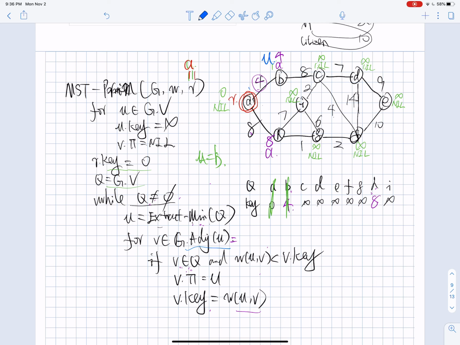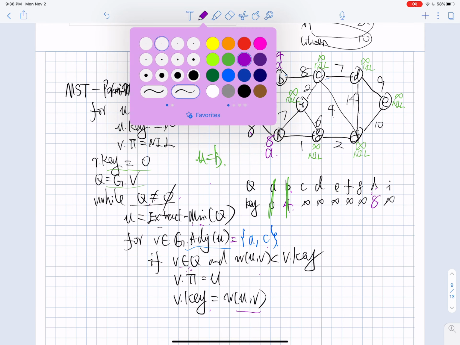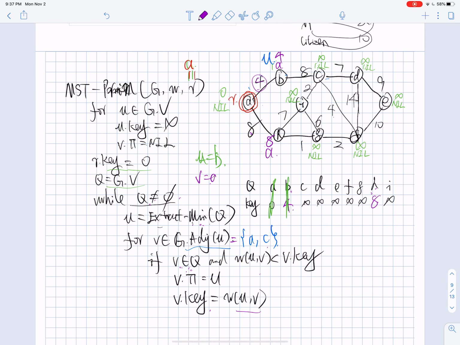Next, for each V that is adjacent to U. So the neighbors of U include A and C. So this node has two neighbors, A and C, okay? So let's first start with V equal to A. So if A is inside the queue, so no, A is already out of the queue. So this is false. So we don't need to do anything for this iteration of the for loop.